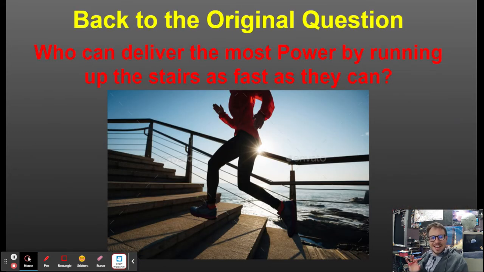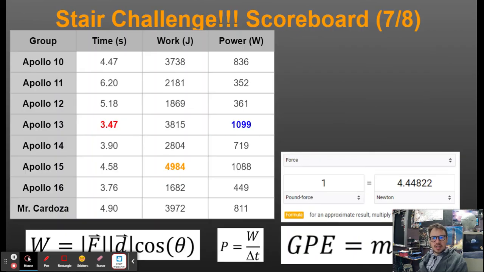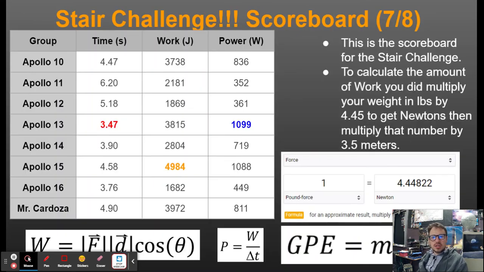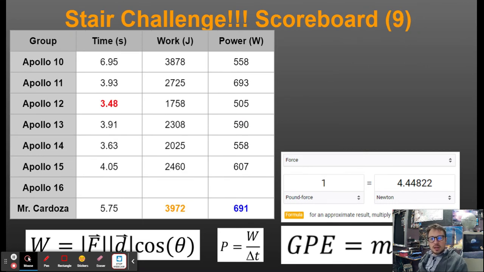So if I ask this question, who can deliver the most power by running up the stairs as fast as they can? If we look at those scoreboards again, and I highlight that, we'll notice the fastest person did deliver the most power. But that doesn't mean they did the most work. If we look at this period, we'll notice the fastest person didn't deliver the most power, or do the most work. I did the most work, and I also delivered the most power.